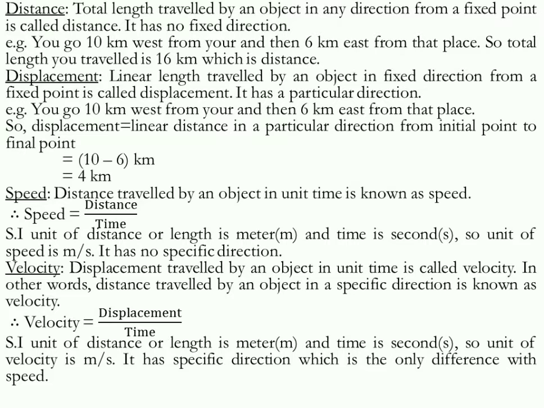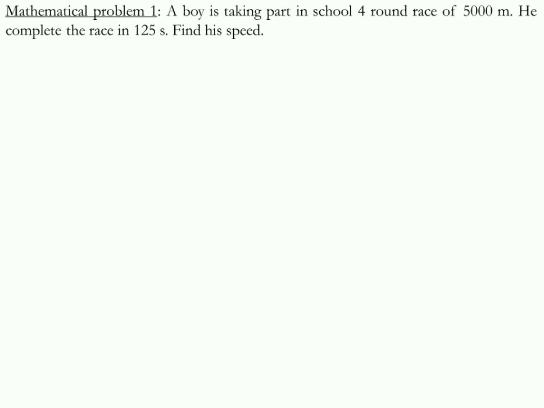Now let us look at some mathematical problems on speed and velocity. A boy is taking part in a school 4-round race of 5000 meter. So a 4-round race means it is a round-shaped race, and he completed the race in 125 seconds. Find his speed. As it is a 4-round race, it has no specific direction, so we can easily find the speed.